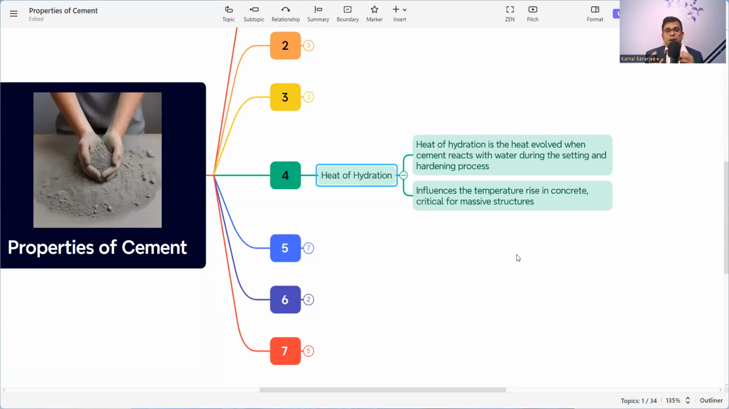What is happening? Whenever we add water, it reacts with the cement particles like CaO, SiO2, Al2O3, everything. And whenever this reacts, heat is generated, and this heat is called the heat of hydration. It is a very crucial thing for strength gaining and durability. So we need to know what the heat of hydration is and how to calculate it.